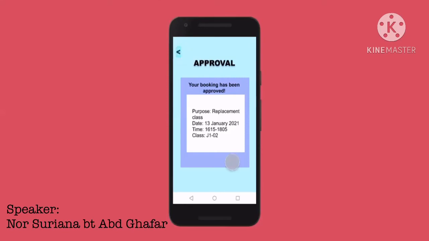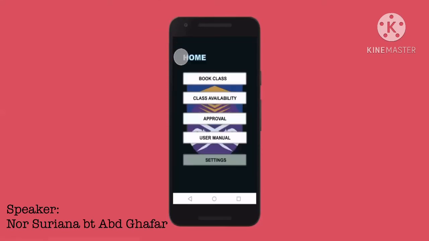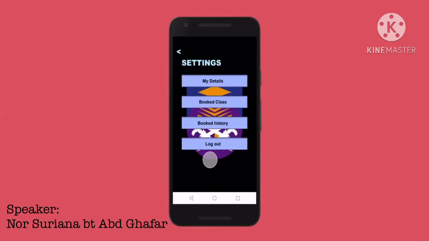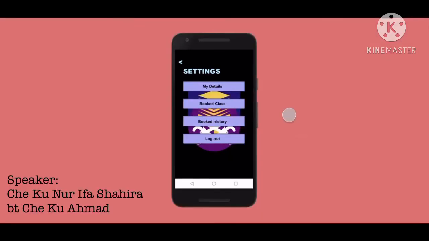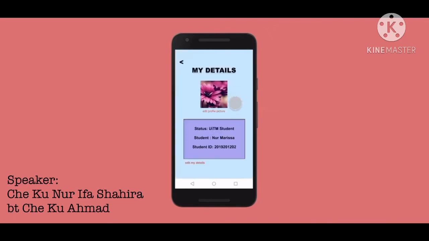You click back here and you click the Setting button. That shows My Details, Book Class, Book History, and Logout. First, we will go to the My Details menu. In the My Details menu, you will see your profile picture, status, student name, and also student ID.